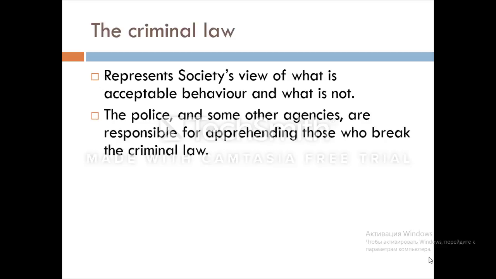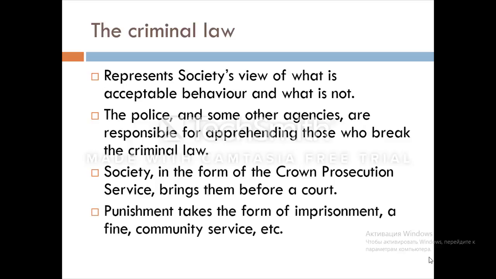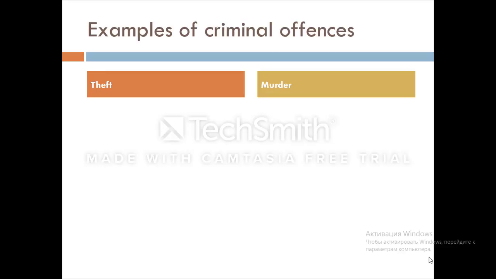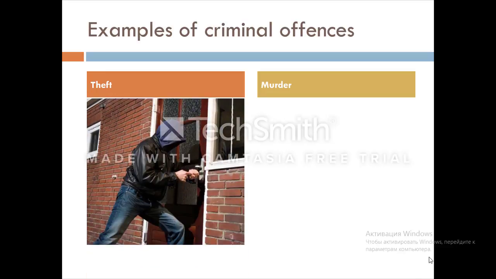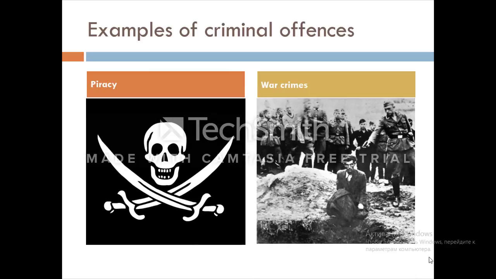The police and some other agencies are responsible for apprehending those who break the criminal law. Society, in the form of the Crown Prosecution Service, brings them before a court. Punishment takes the form of imprisonment, a fine, community service, and others. Examples of criminal law may be theft, murder, piracy, war crimes, and others.